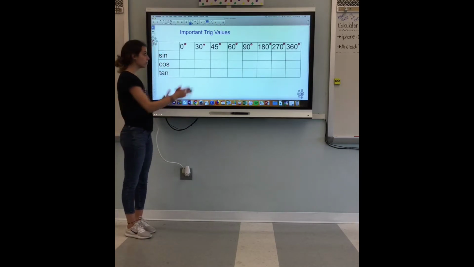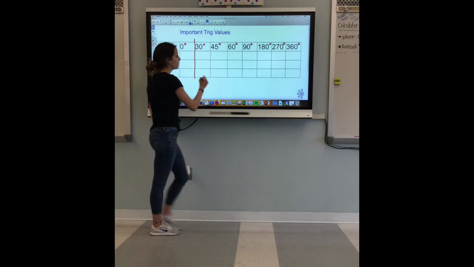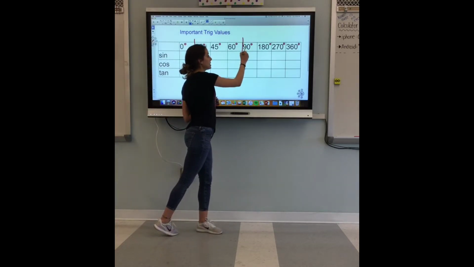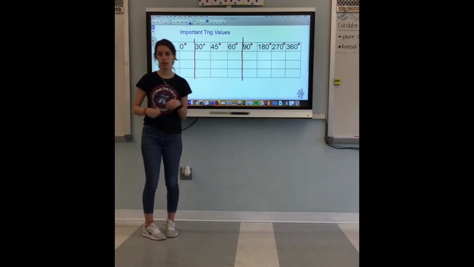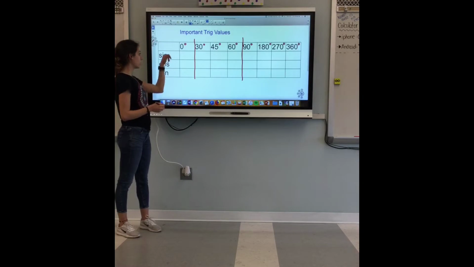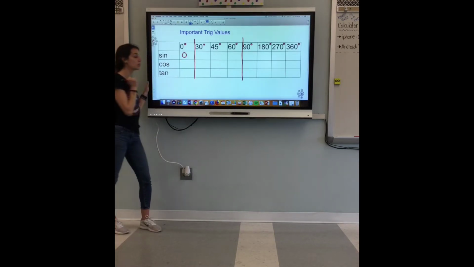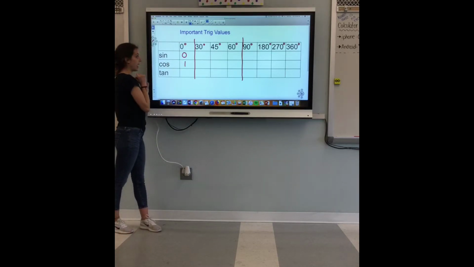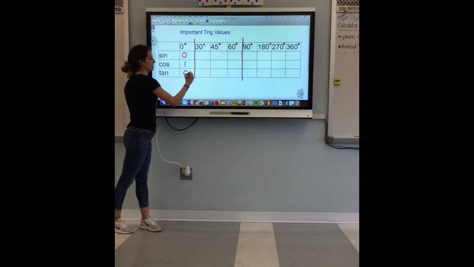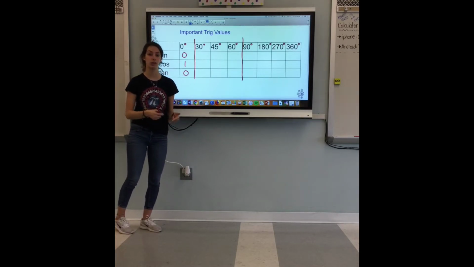Now, I am going to kind of split up the 30, 45, and 60. This has a different pattern that we're going to look at right after. So, we're going to start at sine of 0 degrees. Sine of 0 is 0. Cosine of 0 is 1. And tangent of 0 is 0. So notice it goes 0, 1, 0. That's going to be a recurring pattern.